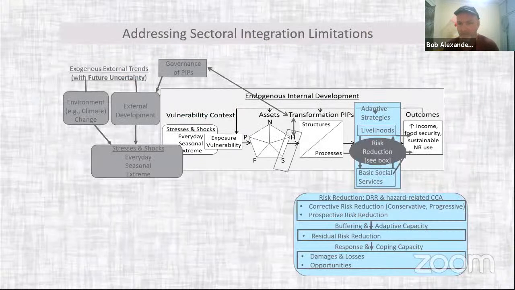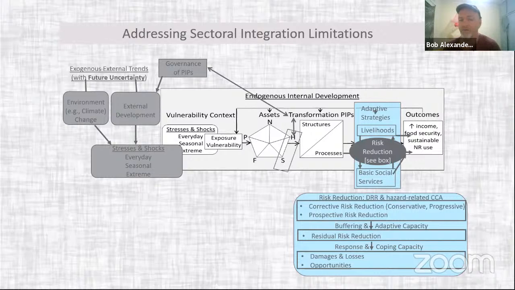So looking at that in terms of our diagram, we originally had under the strategies only livelihoods. Now the idea is, let's make it adaptive. Let's make it across the different sectors. So now all of those sectors I had listed before under livelihoods and basic social services, we're going to be looking at how to transform our resources through our PIPs and ways so that we can best deliver livelihoods and basic social services and make sure that at the same time, we minimize the disruption of those by making sure that we have the mix of prospective risk reduction, corrective risk reduction, and residual risk reduction, and the consideration of opportunities when they arise.